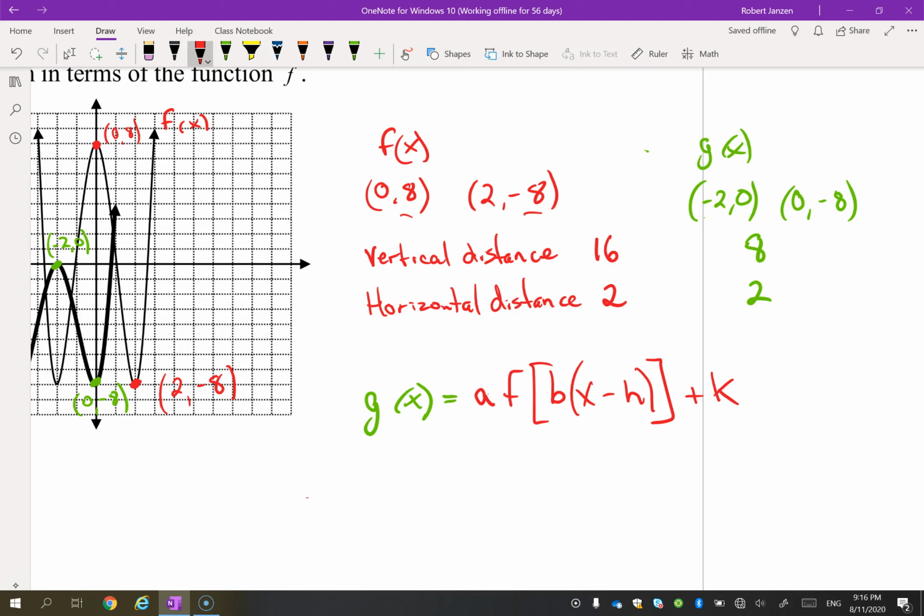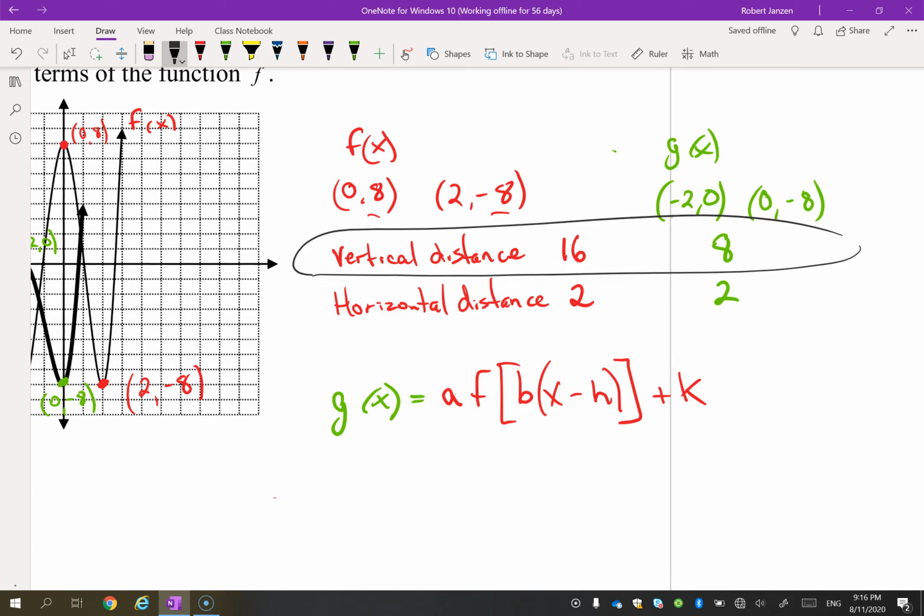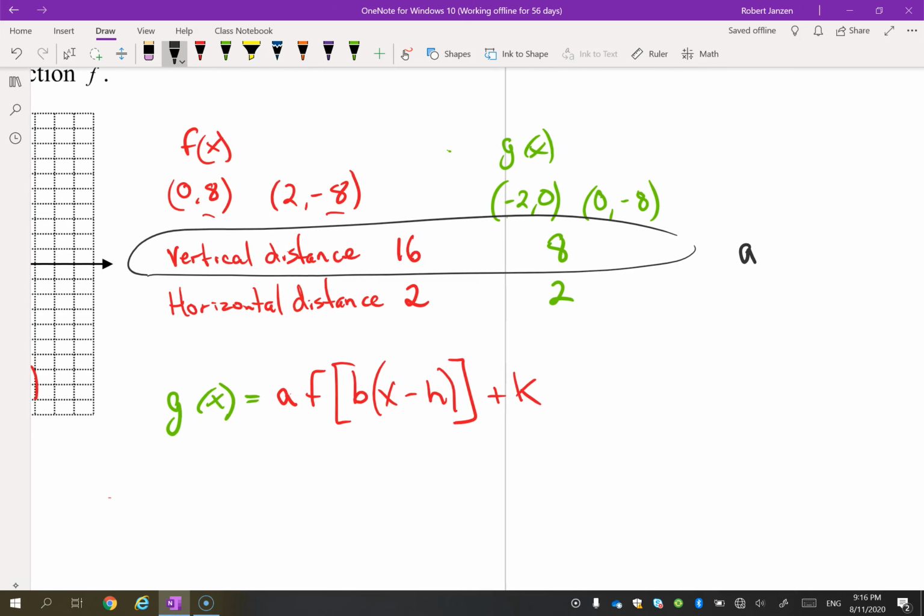Let's focus on the vertical first. What's going on with the vertical? How has it changed from there being a space of 16 with the original graph and a space of 8 in the second graph? That looks to me like it has had a vertical compression of 2. It's divided by 2. So this tells me that my a value must be 1/2.